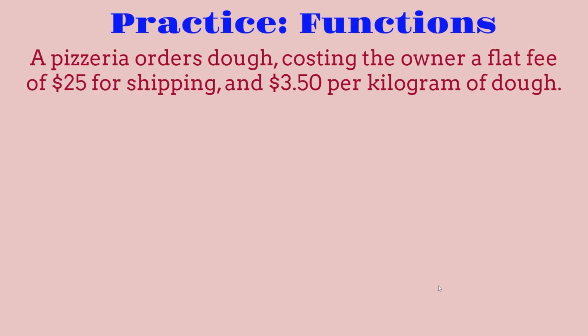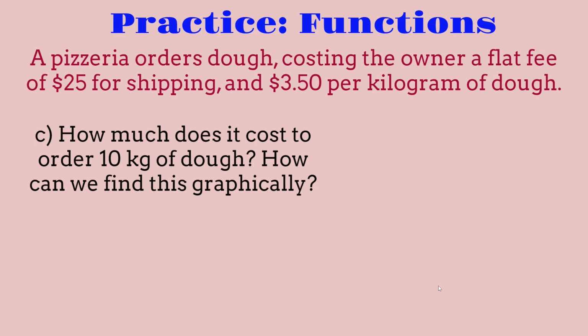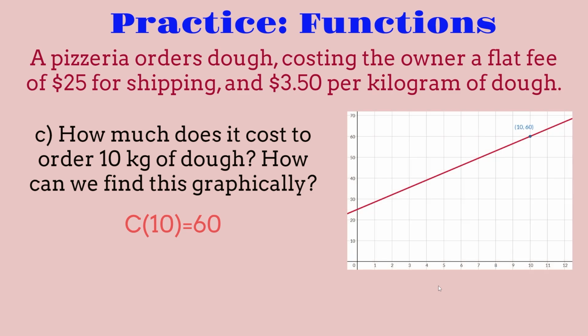And furthermore, for the same question, how much does it cost to order 10 kg of dough? As we just said, we already know, so how can we find this graphically? On a graph, we already know that it's $60 in total. In order to find the answer through a graph, all we have to do is look at the kg and find when it's at 10.